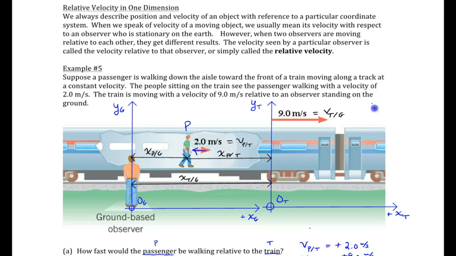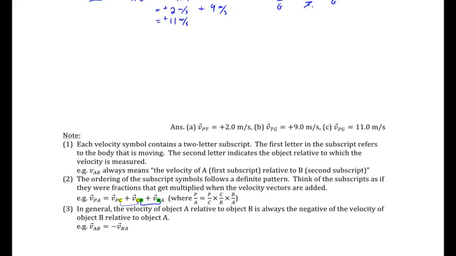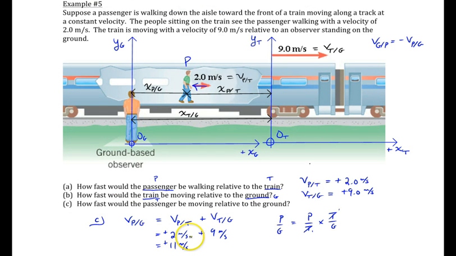Well, the velocity of the ground relative to the passenger would be equal to the velocity of the passenger relative to the ground, the negative of that. So in part C, we got an answer of 11 meters per second. But if you were looking at the velocity of the ground relative to the passenger, as he looks back through the window, it would appear to be a negative 11 meters per second from the passenger's perspective. He would be looking like he's going backwards at 11 meters per second.